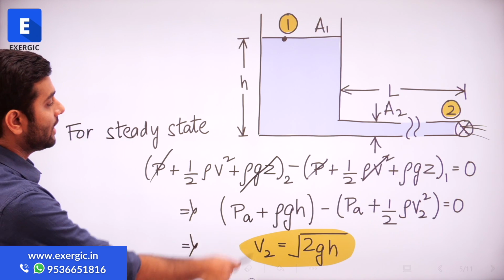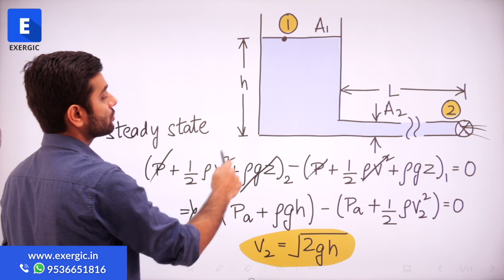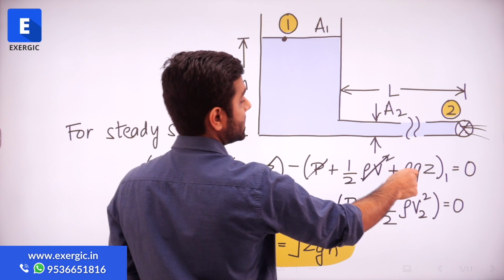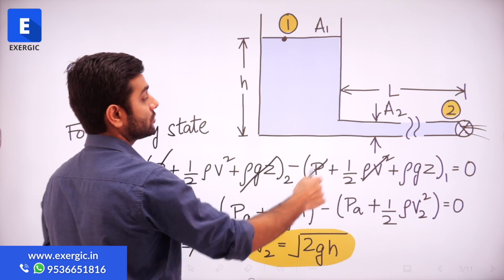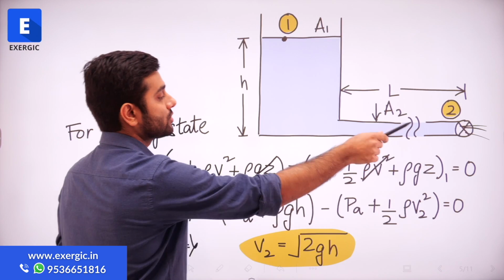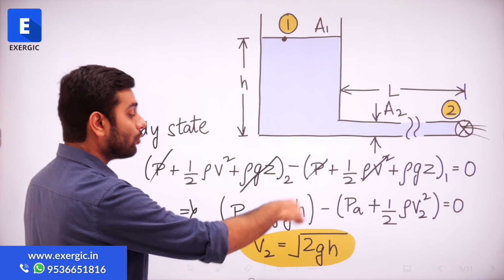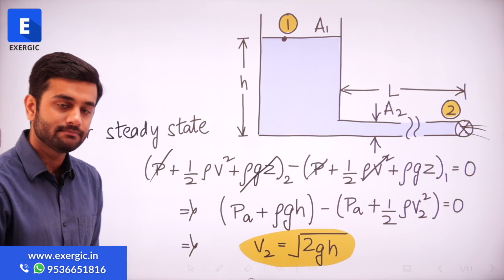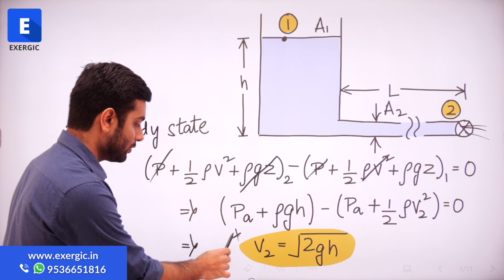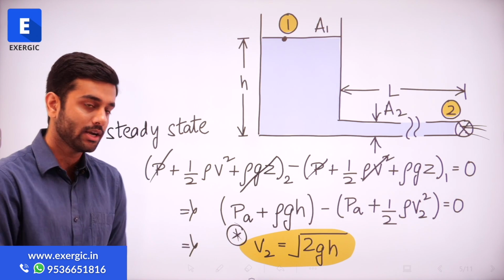So you are going to have what expression? Half rho V2 square minus rho g Z1, which is h, so minus rho g h, is equal to 0. So it gives V2 is equal to root over 2gh, right? Again, this is an expression which we already know for the steady case, right or not?